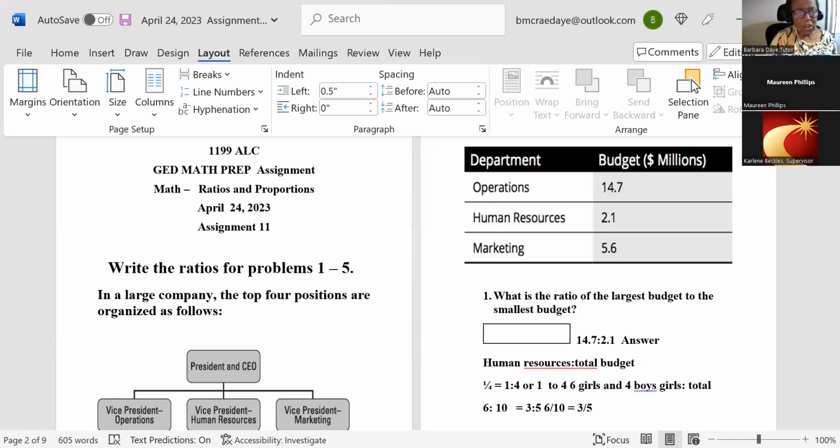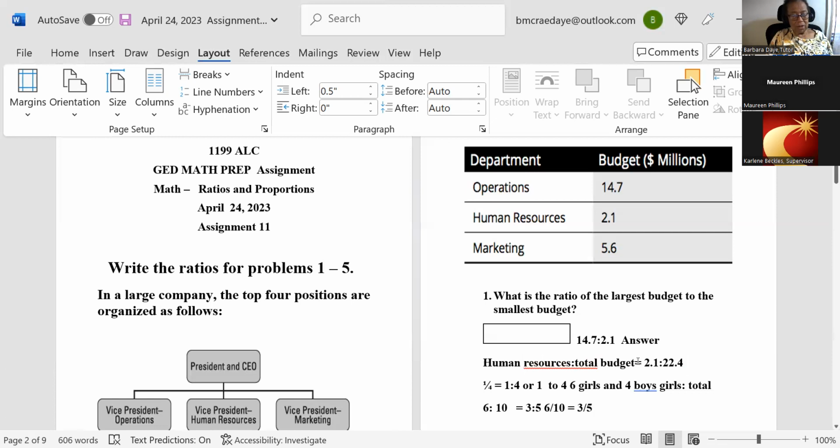Now, what's the human resources budget? 2.1. That's 2.1, right? Yeah. So your ratio would be that 2.1 for human resources, and the total you got 22.4. That's correct. Very good, Maureen.